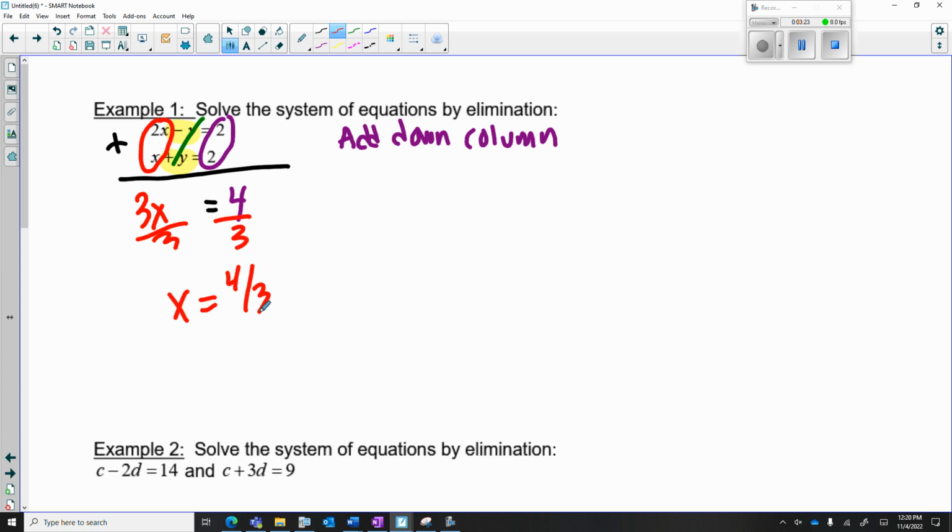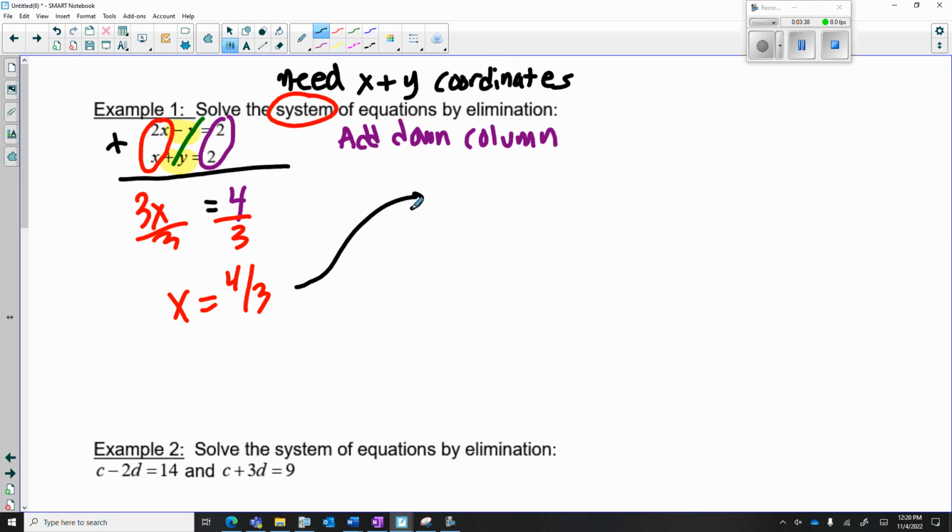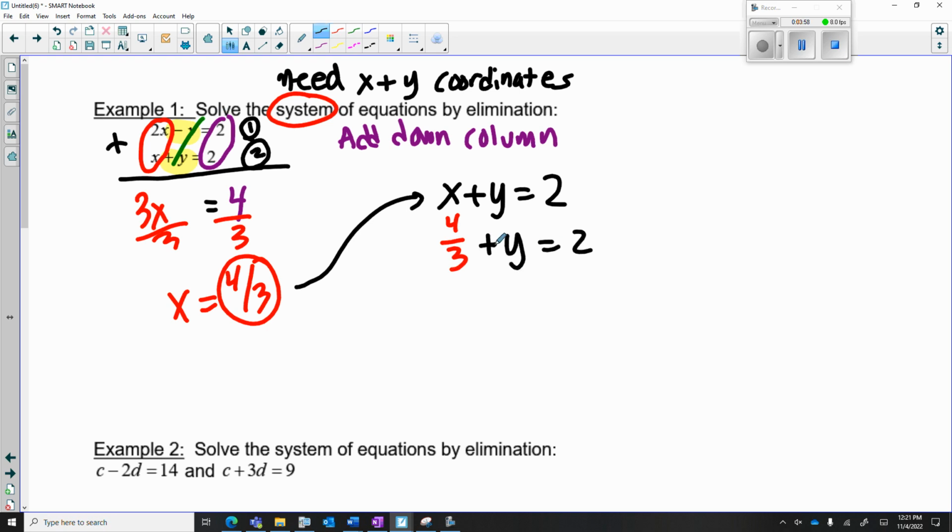Now the thing is that we talked about on Friday, a system, you need both x and y coordinates for the answer. So right now I only have x, I have to go get y. So the way to get y is you can decide which equation you want to substitute in and solve for the other variable. I'm going to use the easier equation, so this is equation 1 and equation 2. I'm going to use equation 2, x plus y equals 2, because I think it's a little easier. You're going to substitute in this x value, x equals 4/3 in for x, and you're going to solve for y. Okay, so let's subtract 4/3.